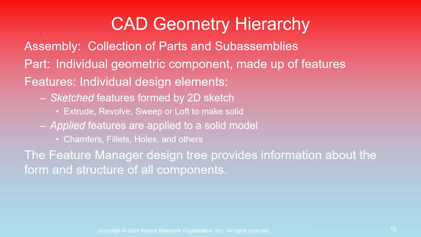Features are the individual design elements of a system and can be split into 2 groups. The sketched features are formed using the 2D sketch of a part. For example, you can extrude, revolve, or sweep a sketch to make a solid object from a line. Applied features are features that can only be used on a solid object. Once you've used some sketch feature to create a solid object, you can then use the applied features to modify it further. These include chamfers, fillets, holes, to name a few.